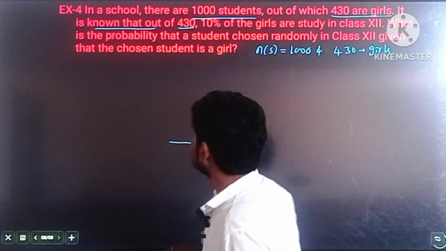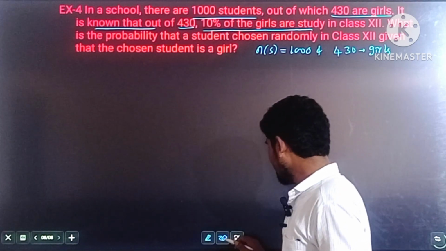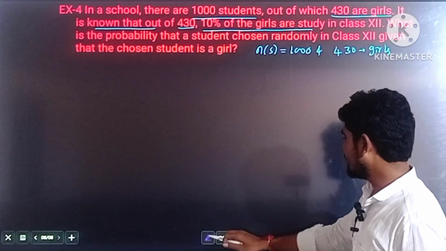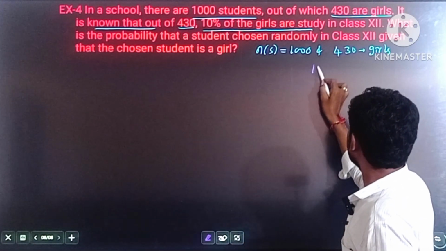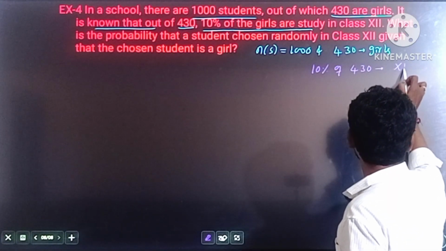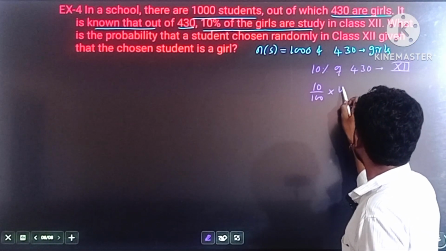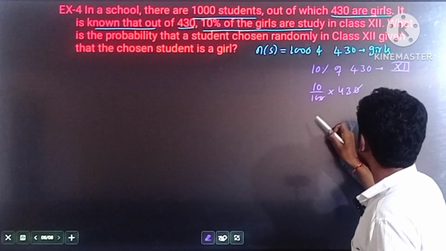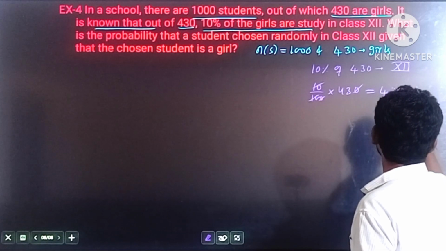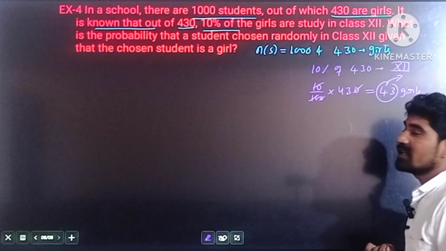It is known that out of 430 girls, 10% of the girls study in class 12. So 10% of 430 are studying in class 12. It means totally how many girls? 10 divided by 100 into 430, the 0 gets cancelled, and 10 and 10 get cancelled, which equals 43 girls. So 43 girls are studying in class 12. Totally 43 girls are in class 12.